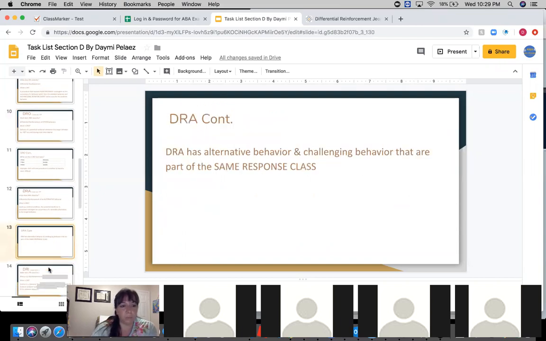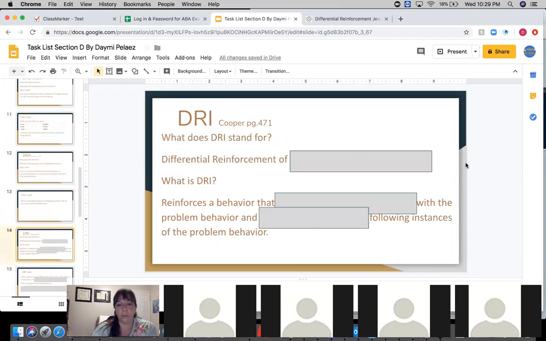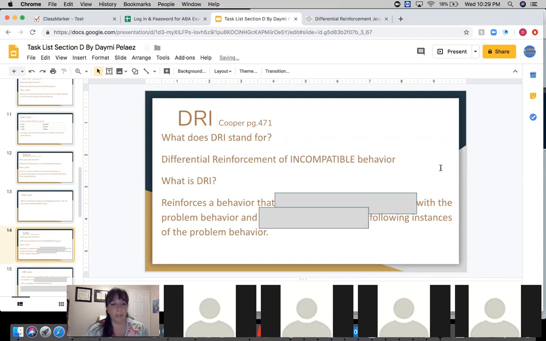All right, so now let's move on to DRI. So what does DRI stand for? Differential reinforcement of incompatible behavior. Yes, incompatible. And what is DRI? So what is incompatible behavior? Engaging in a behavior that you cannot necessarily engage in at the same time as the target behavior. Perfect. Okay. So that's a great explanation, but now let's look at what Cooper has to say.